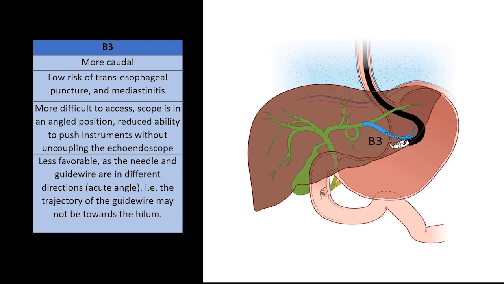B3, on the other hand, is located more caudal, is less favorable for guide wire manipulation and tract dilatation, but has a lower risk of transesophageal puncture and bile reflux esophagitis. When technically feasible, accessing B3 close to and upstream from the B2-B3 junction with the endoscope in a bent configuration is considered by many experts to be an optimal puncture site.